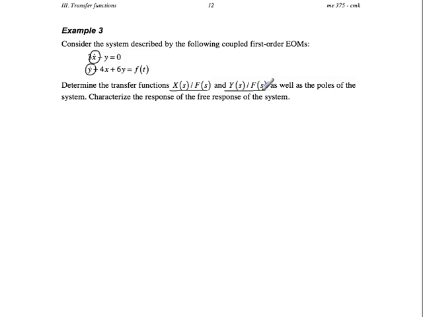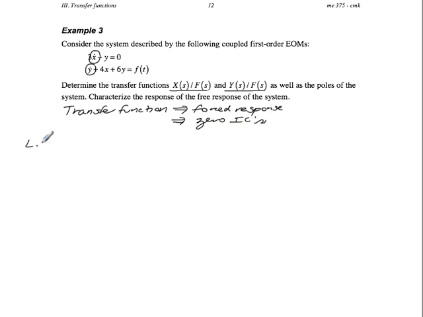Since we're looking for the transfer function, we only care about forced response. And since we're only looking at forced response, that means that when we transform our equations of motion, we can use zero initial conditions. We don't care what they are because that doesn't dictate anything about the transfer function.